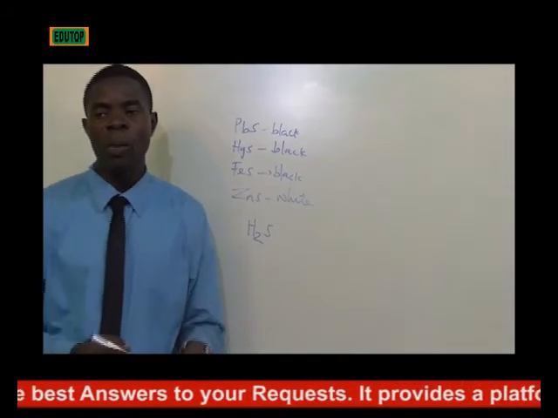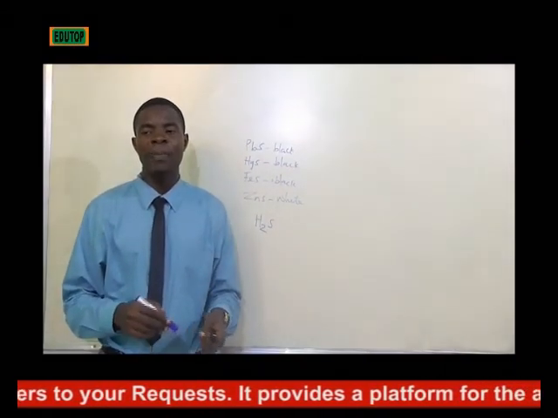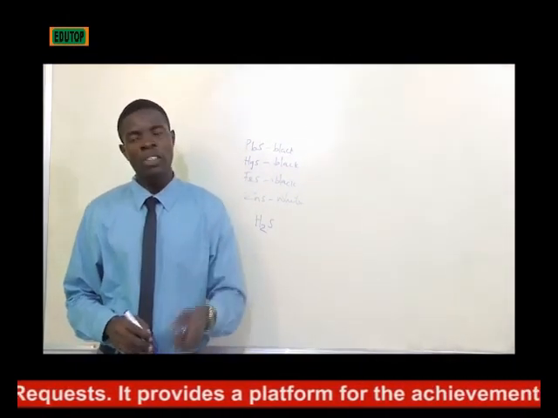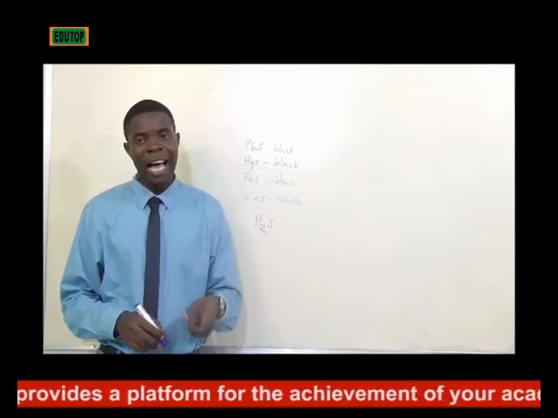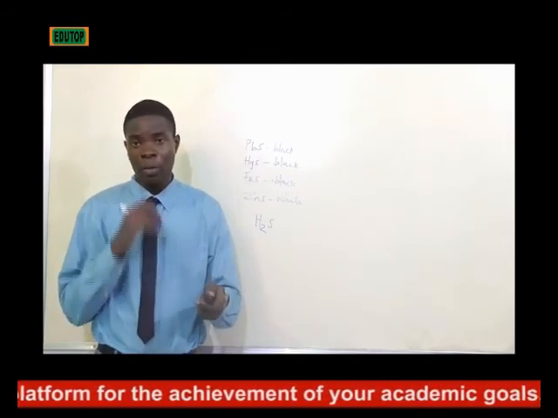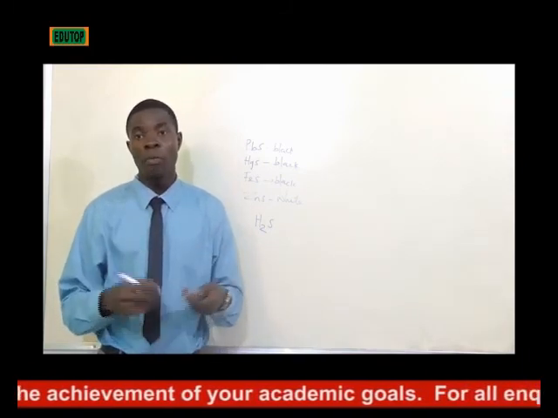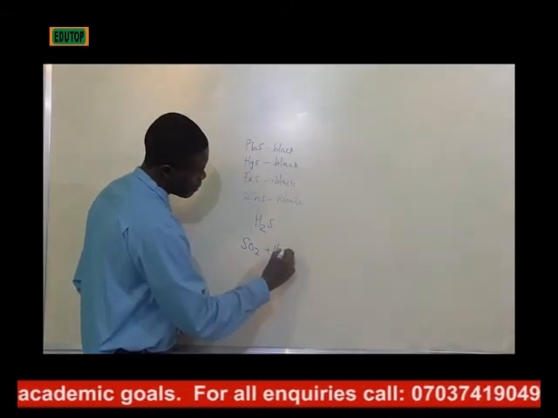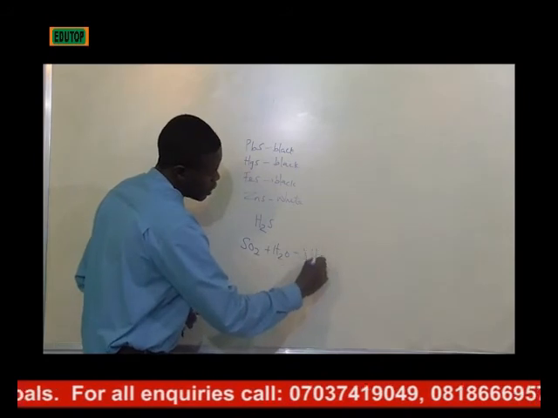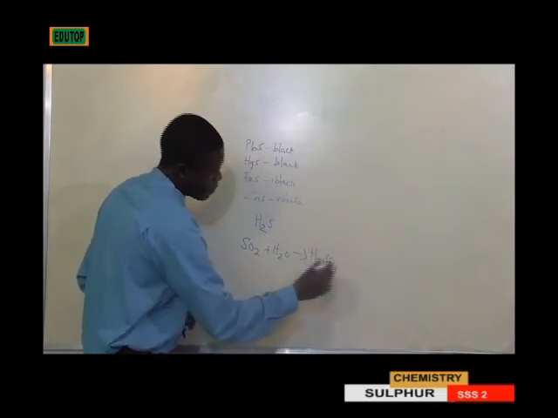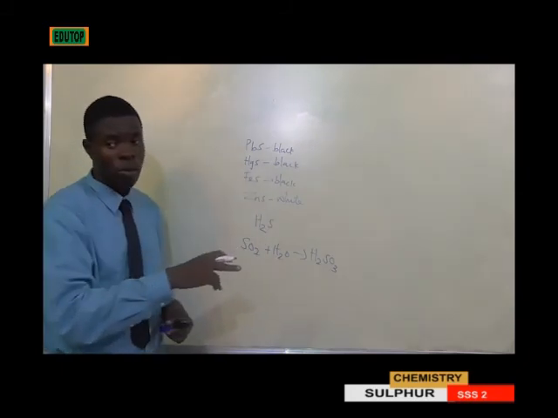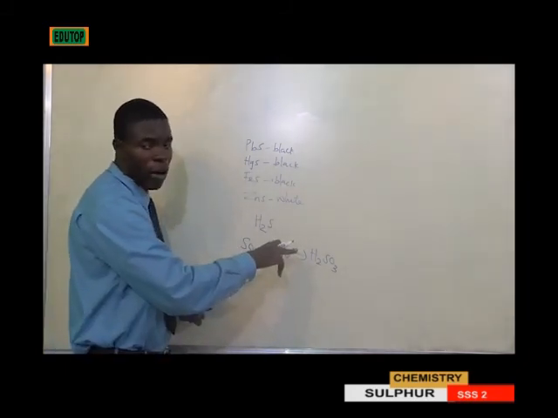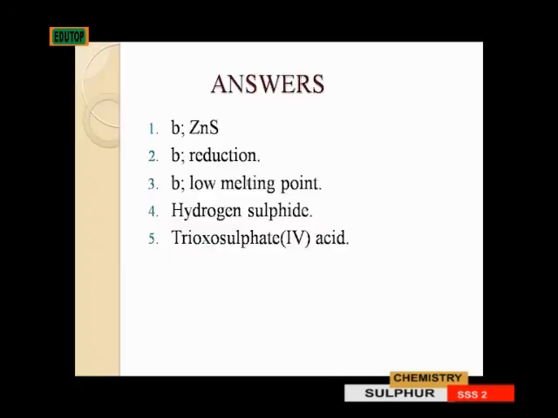Number 5, the substance formed when sulfur(IV) oxide is passed into water. Sulfur(IV) oxide is an acid anhydride, and you know that one of the properties of an acid anhydride is that it combines with water to form an acid. So when sulfur(IV) oxide combines with water, it forms this acid, which is known as tetraoxosulfate(IV) acid. So the answer to question number 5 is tetraoxosulfate(IV) acid.